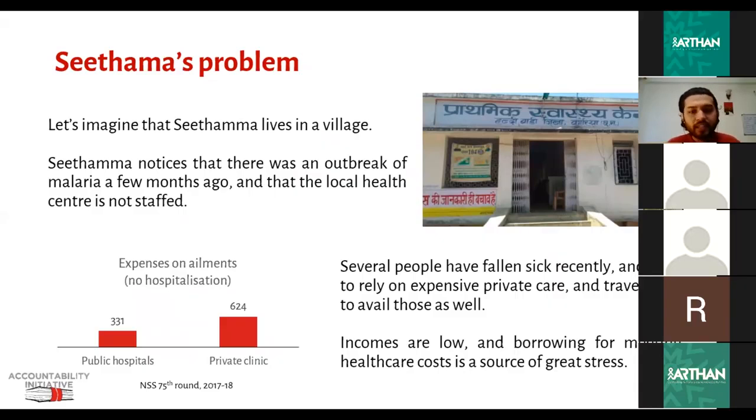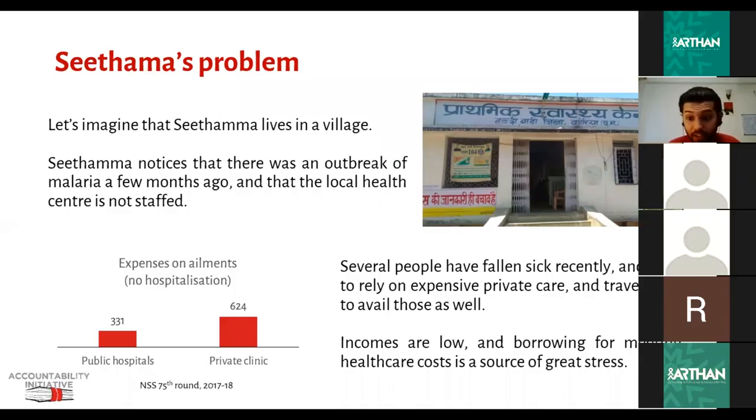So let's imagine that there's this person called Sitama, and she lives in a village. She's noticed that there was an outbreak of malaria a few months ago, and that the local health center, or the Prathmik Swasthya Kendra, primary health center, is not staffed. There are no doctors and nurses over there. And several people have fallen sick. Therefore, they don't have medicines and have to rely on expensive private care. And there are travel costs as well for those.